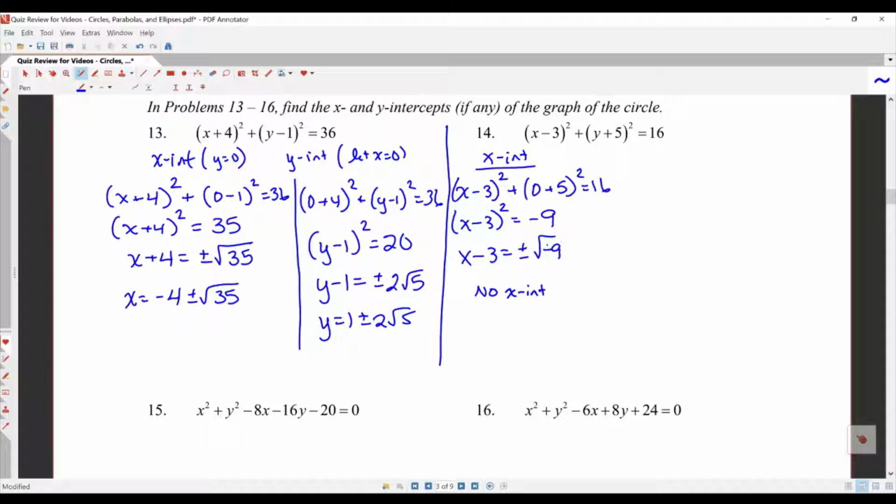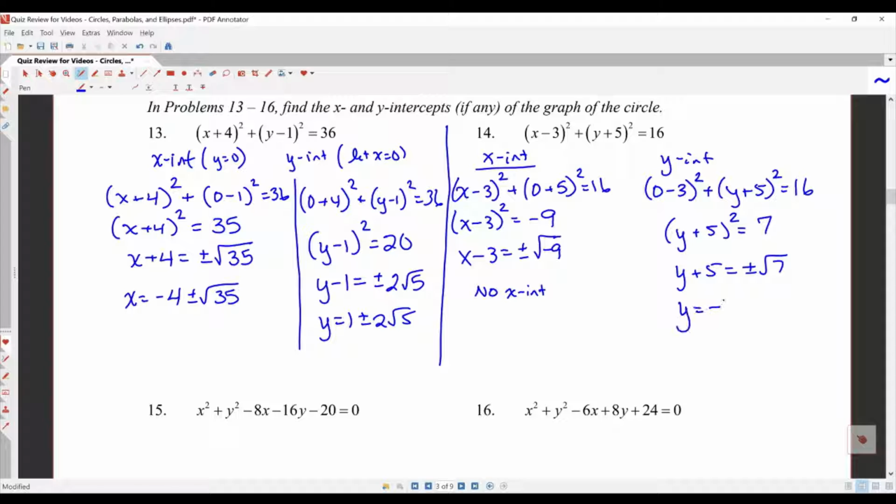And again, when I say there is none, I mean in the real number system, which is where we are graphing circles and points at this point. Y-intercept. Plug in 0 for x. 0 minus 3 is negative 3. Squared is 9, which we will subtract from both sides. Take 9 from 16. That gives us 7. Take the square root. So y plus 5 is the plus minus square root of 7. So we get negative 5 plus or minus the square root of 7.